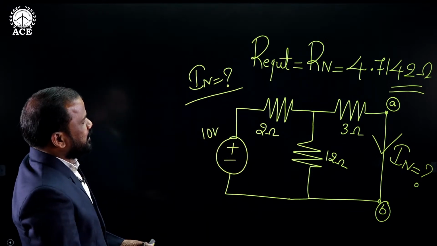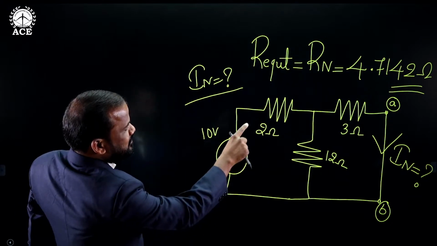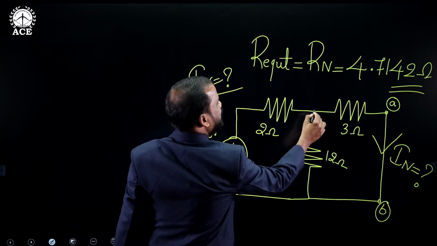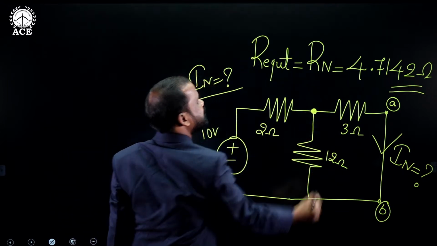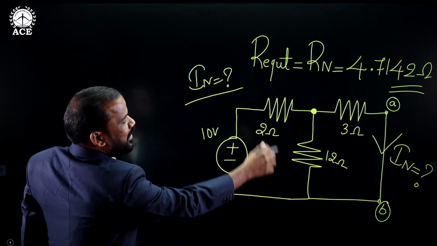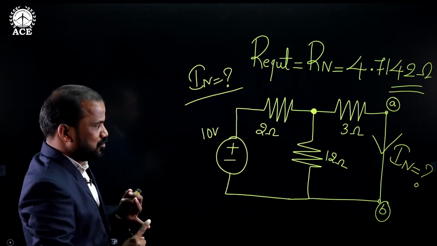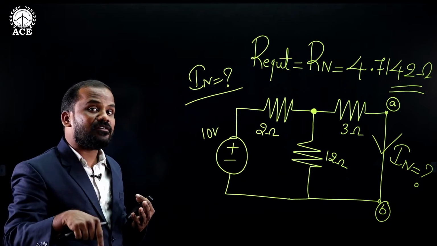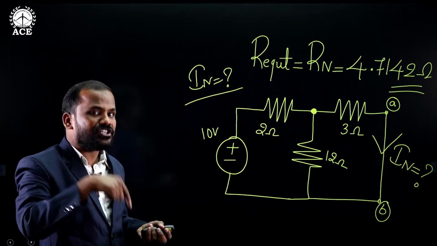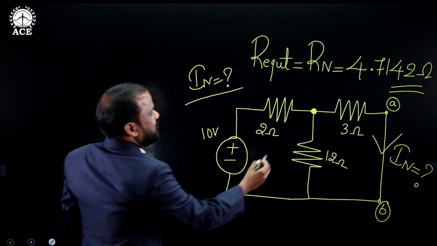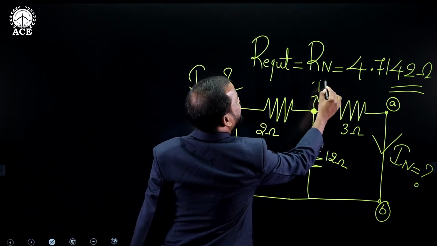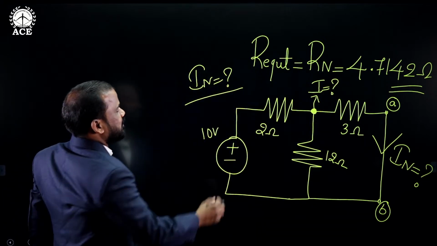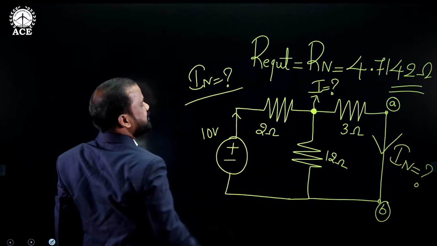Now you can observe, if you want to find the current flowing through that short circuited path, first we have to find the total current available at the junction, because to find that current, we need to apply the current division rule. If you want to apply the current division rule, it is mandatory to know the value of total current available at the junction point. That is the reason why finding the total current available at the junction point is the first step.